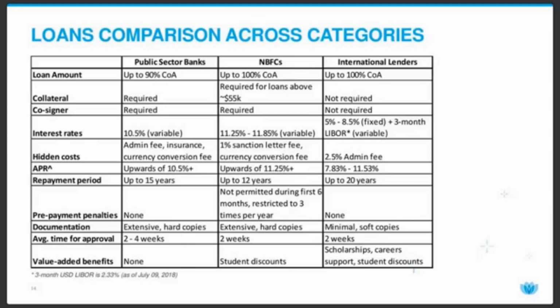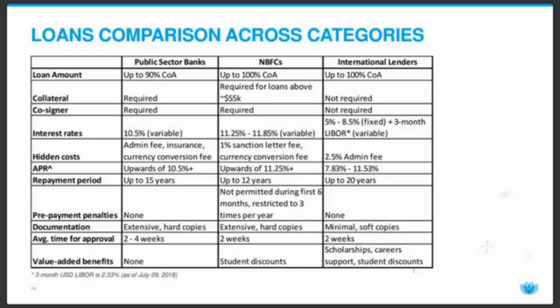Hidden costs, remember, public sector banks have admin fees, insurance, currency conversion fees. NBFCs typically have a sanction letter fee of 1% of the loan amount, and also currency conversion fees. With international lenders, Prodigy Finance in this example, there's one fee, it's 2.5%. It's not added to your rate, so don't get that wrong. It's 2.5% of your total loan amount. So for instance, if your loan amount is $40,000, your fee on that would be $1,000.